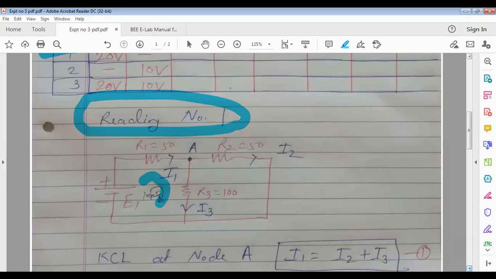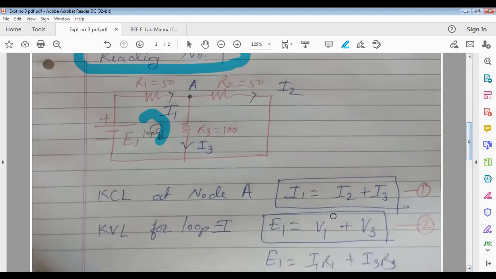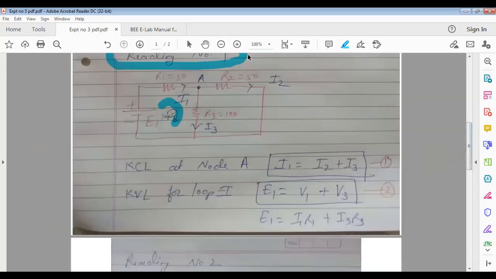KVL, Kirchhoff's voltage law: the algebraic sum of voltage sources and voltage drops in a closed loop is 0. So what will it be? E1 minus V1 minus V3 equals 0. Correct. E1 equals V1 plus V3. Got the equation? Both the equations for reading 1?